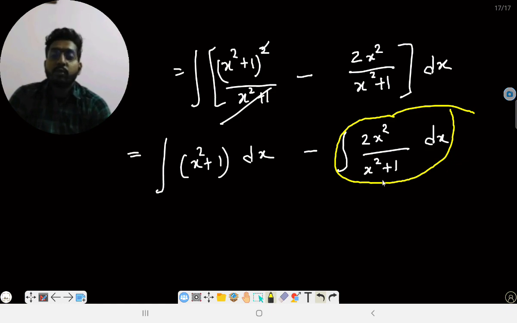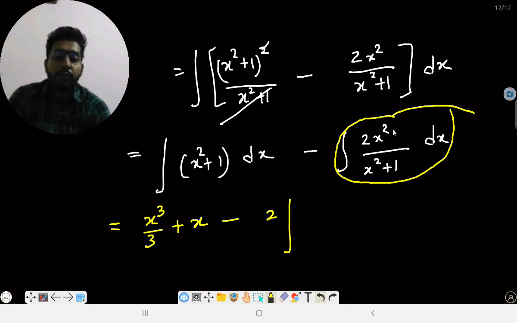2x square by x square plus 1. Same thing. The variable at that time was y, and here the variable is x. That time it was 4, now it is 1. So here you can see x square. What is the integration? x cube by 3. And integration of 1 is x here. Minus, same thing, 2 will go there.